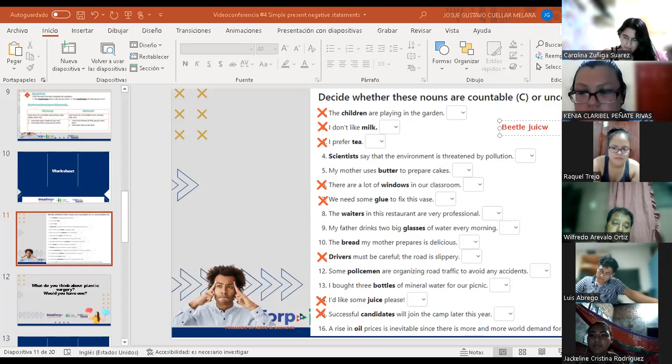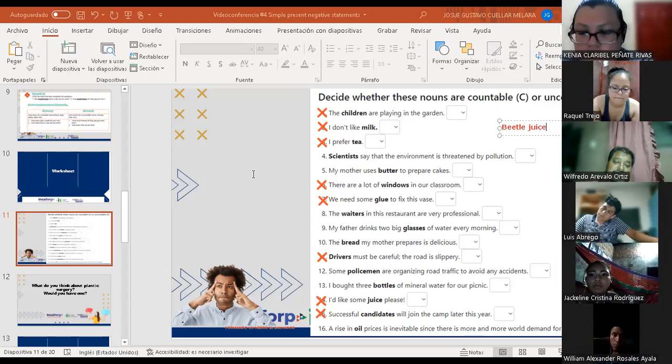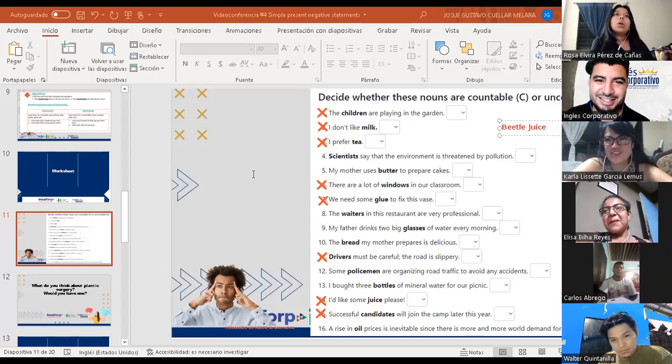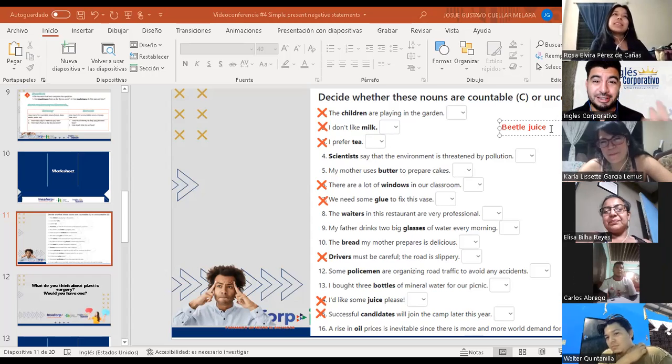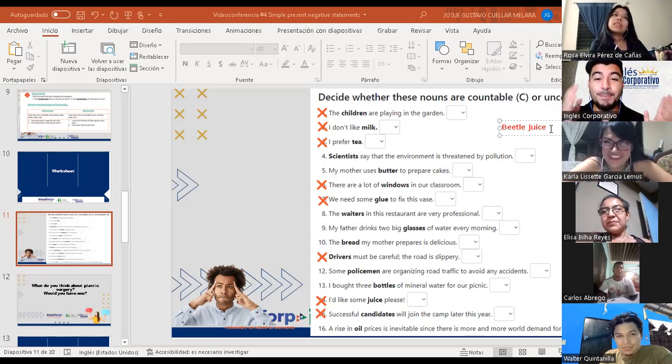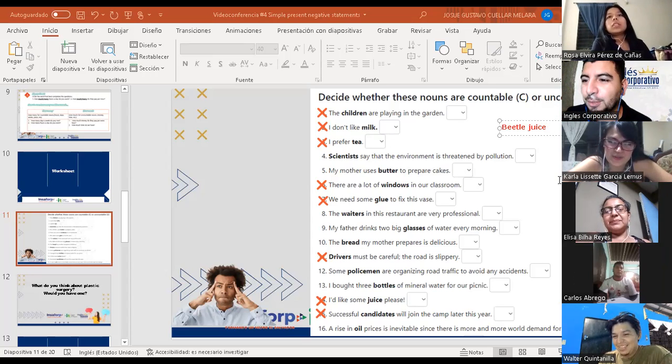No sé si vieron una película toda extraña de Tim Burton que se llamaba Beetlejuice. Era una película, creo que ochentera, Beetlejuice, ok. Entonces era como de un fantasma que tenía que repetir, creo que tres veces el nombre para que apareciera algo así, no recuerdo muy bien. So, Beetlejuice, que es jugo de escarabajo, ok. So, acuérdense de juice, acuérdense de eso, Beetlejuice, ok. So, that's it. Porque esa palabra es bien extraña también para pronunciar, juice, ok.